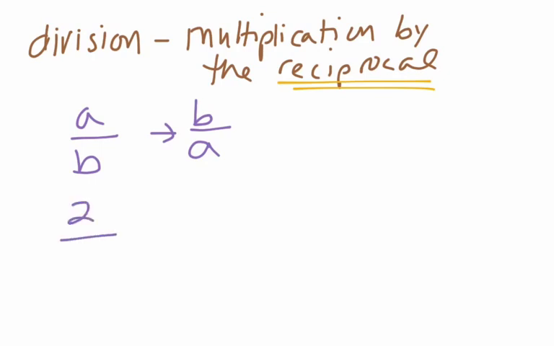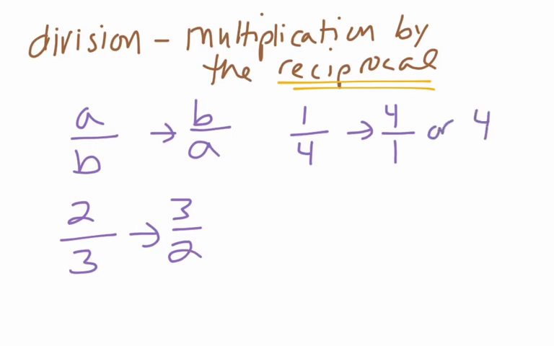So if I have a fraction like 2/3, the reciprocal would be 3/2. If you have 1/4, the reciprocal would be 4/1 or simply 4, since 4/1 is just 4, or 4 divided by 1 is just 4. Now, if you had something like 3, you would have to remember that's really 3/1. And so the reciprocal of 3 is 1/3.